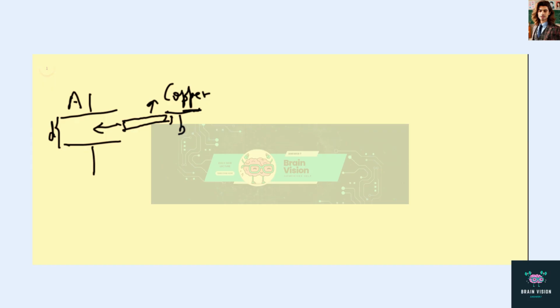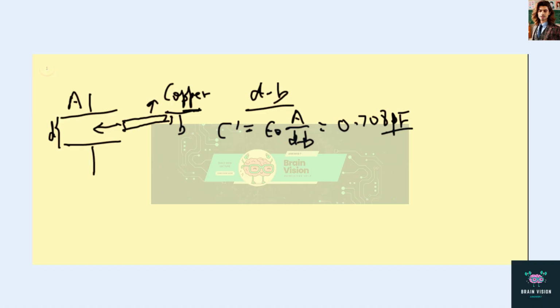Due to the conductance of the copper, if we slide this copper in between the two plates, then the effective separation of the two plates will become D minus B. So the new capacitance will become epsilon naught A over D minus B. The value is 0.708 picofarads.